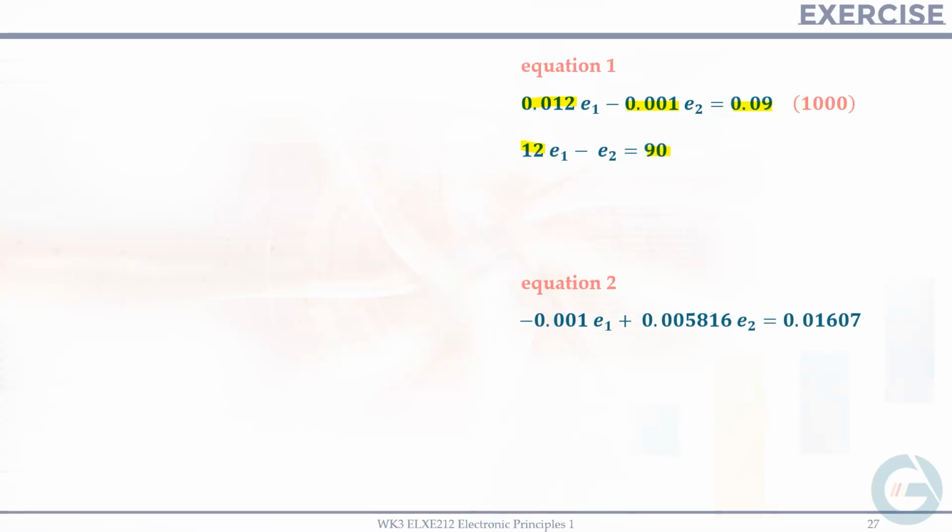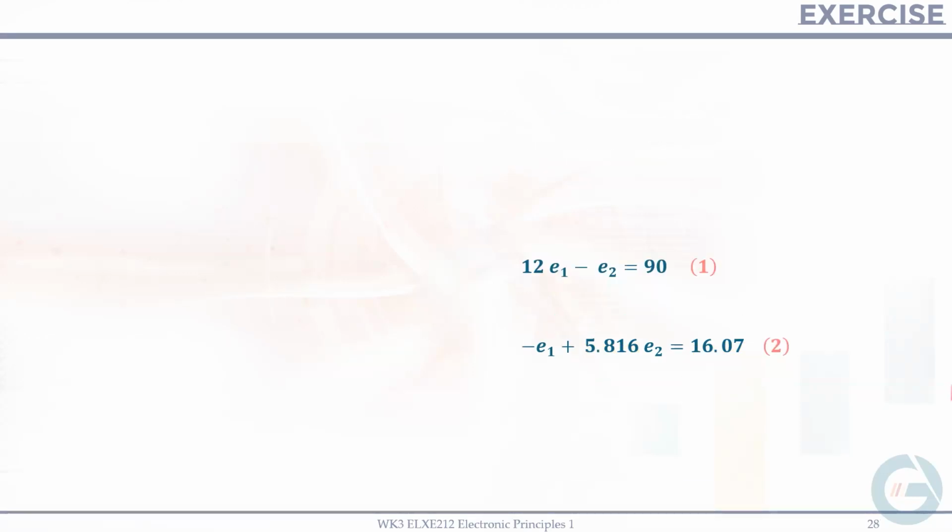And the same with equation 2. I will scale that up, multiplying by 1000. It must be the same factor. So we have 1000 times 0.001, that is 1. And 0.005816 times 1000 gives me 5.816. And 0.01607 times 1000 gives me 16.07. I think this scaled equation is easier to comprehend compared to that lot of zeros after the decimal point. So let's use this scaled equation.